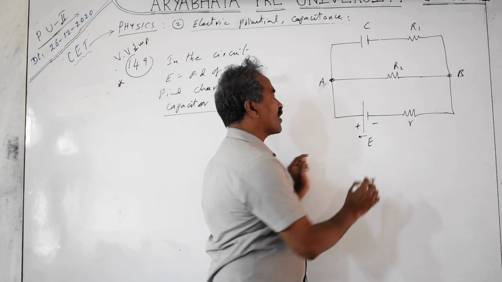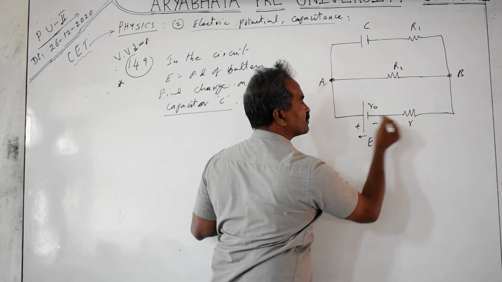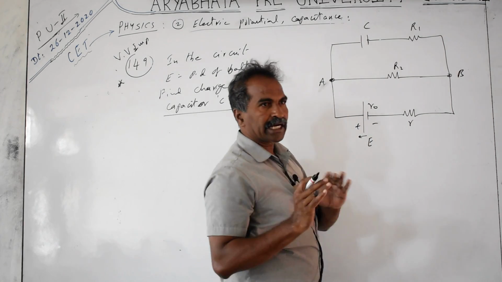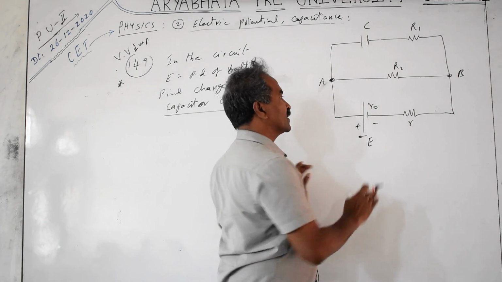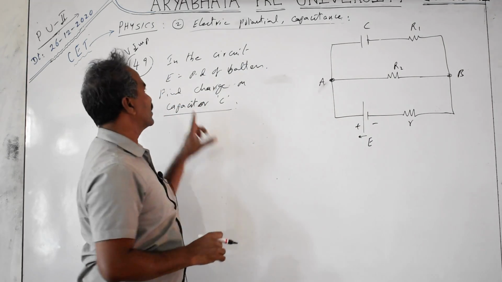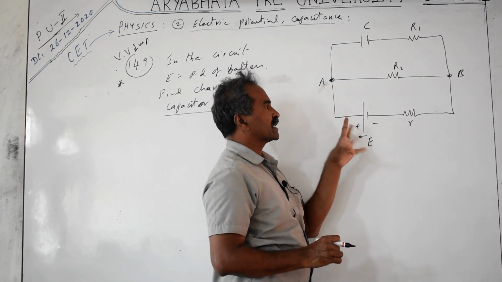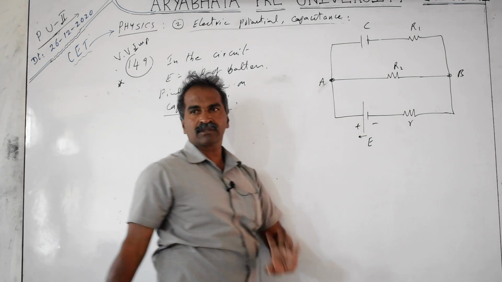If they give this as R0, for example, the total resistance in this branch becomes R0 plus R. Internal resistance comes in series only. Here, they are not given as EMF, but as a voltage only. Already the potential difference across this is given for you. So if internal resistance is not given, take it as an ideal cell.